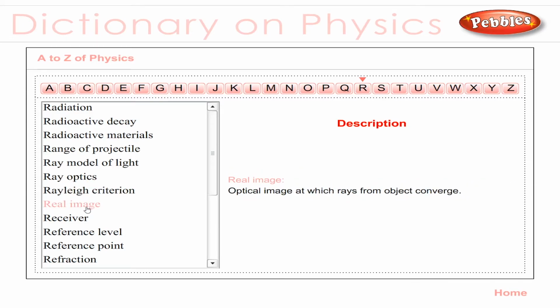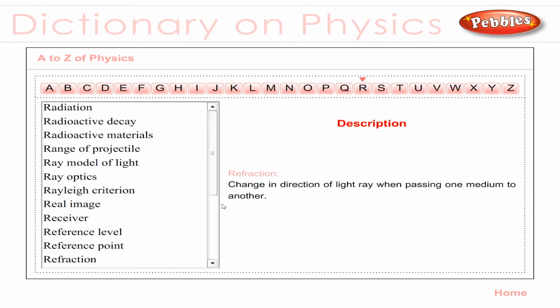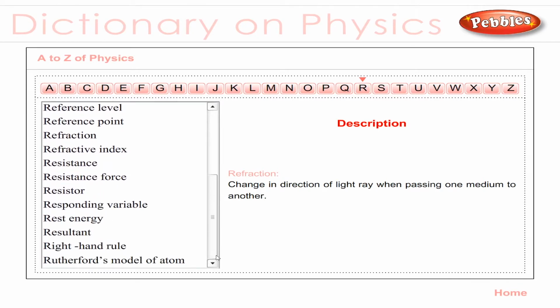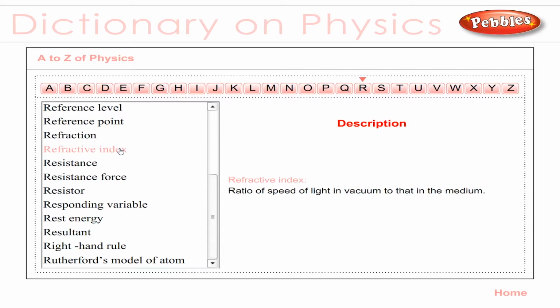Real image. Optical image at which rays from an object converge. Receiver. Device that detects electromagnetic waves. Reference level. Location at which potential energy is chosen to be zero. Reference point. Zero location in a coordinate system or frame of reference. Refraction. Change in direction of a light ray when passing from one medium to another. Refractive index. Ratio of speed of light in vacuum to that in the medium.